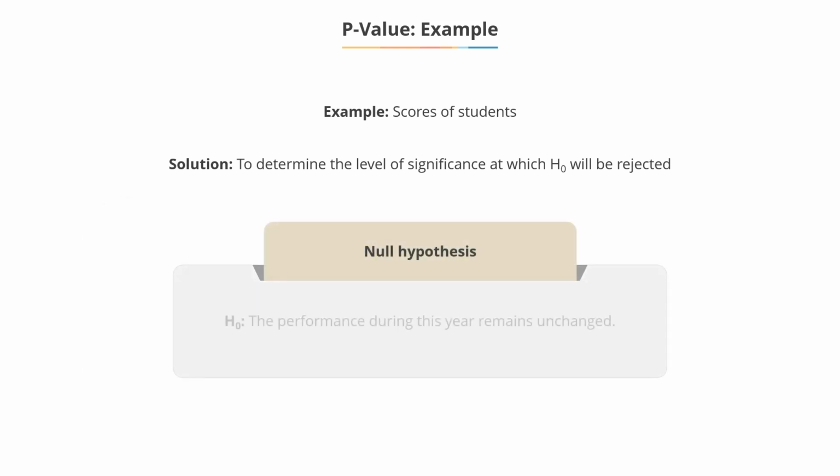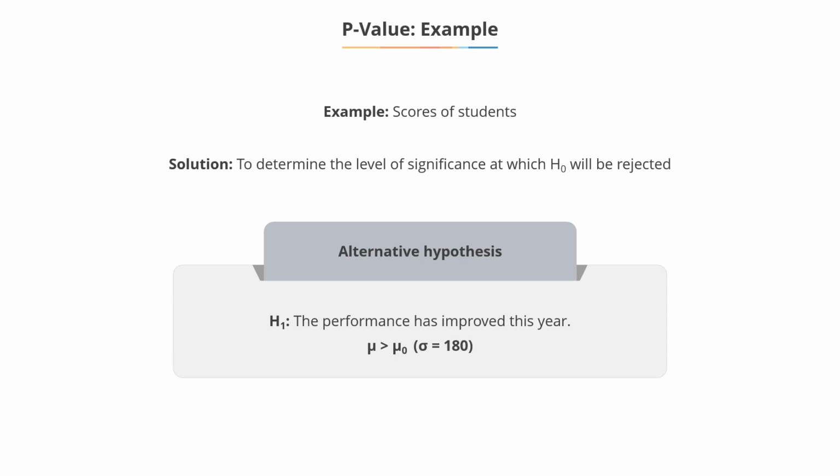Null hypothesis: the performance this year remains unchanged. The historical average mu naught holds at 900, standard deviation equals 180. Alternative hypothesis: the performance has improved this year. The mean is greater than the historical average, and the standard deviation is the same. Mu is greater than mu naught, sigma equals 180.